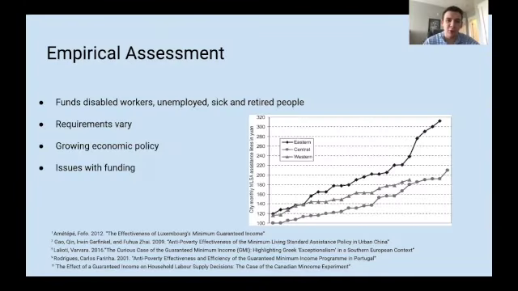I'm here to talk about the overall assessment of GMI. GMI aims to tackle issues related to poverty and labor inequalities. GMI does a good job helping poverty levels by funding disabled workers, unemployed, sick, and retired people. A national survey of 10,000 GMI recipients was conducted and found that 34% of these households had disabled members and 65% had chronically sick members.